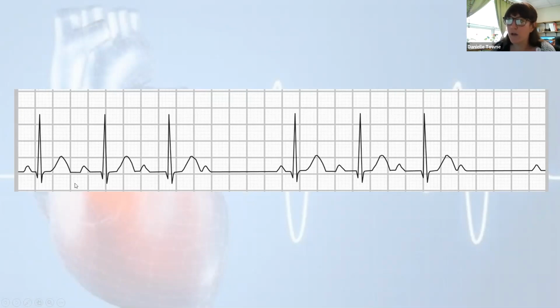What's our rate? Well, our rate looks to be about 60 because I see 60 QRS complexes in my 6-second strip. So I have a P wave for every QRS and a QRS after every P. So I've got a PQRS, PQRS, PQRS, P, nothing. PQRS, PQRS, PQRS, P, nothing. All right. What about my PR interval? Well, this looks pretty normal.